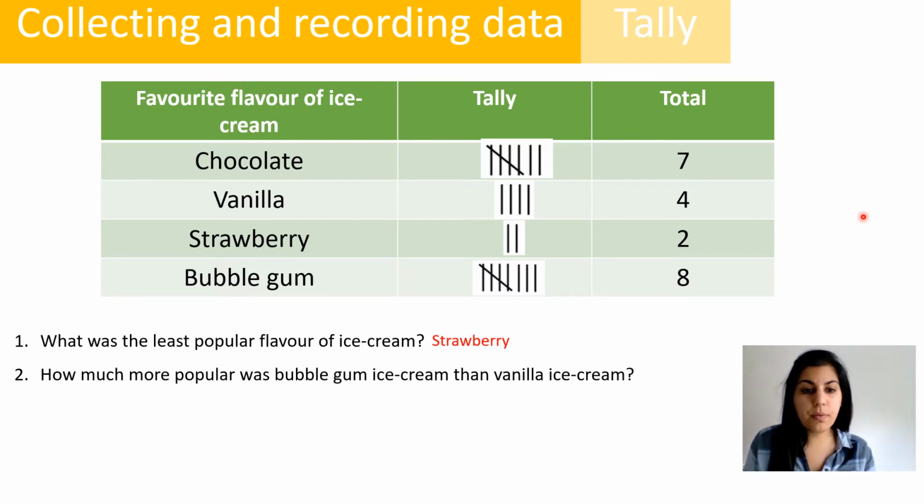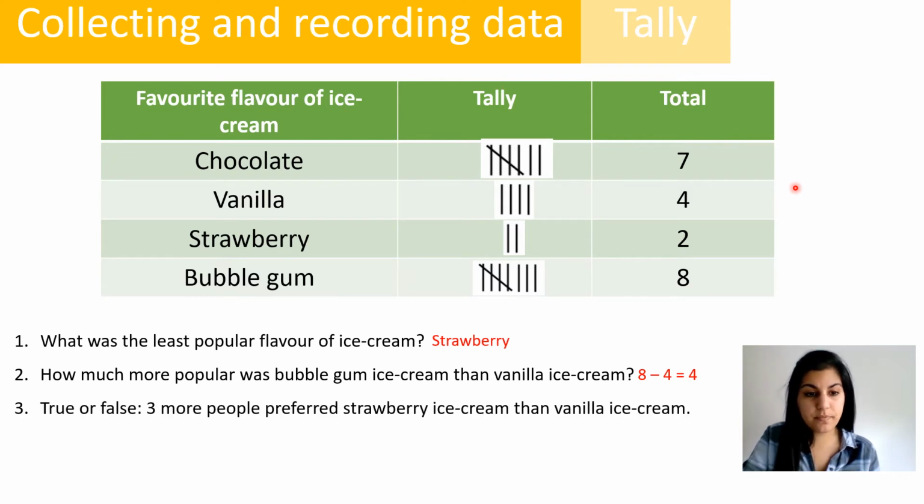How much more popular was bubblegum ice cream than vanilla ice cream? So now I know I'm comparing 2 types of ice creams. I'm comparing bubblegum, which had 8, and vanilla, which had 4. And my question is saying how much more popular. Now, if I think back to my vocabulary, I know when it's asking how much more, I need to do a subtraction. So I would do 8, take away 4, and my answer would be 4. Bubblegum was 4 times more popular than vanilla ice cream. My third question, true or false?